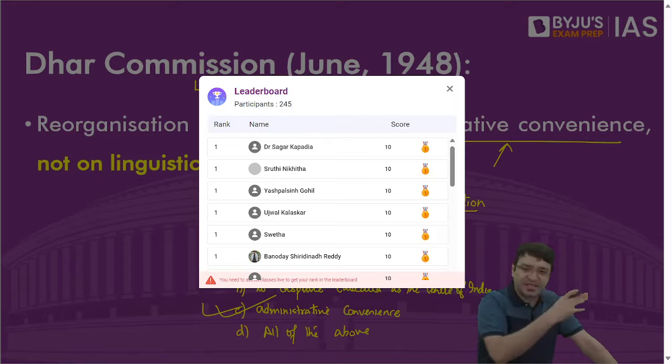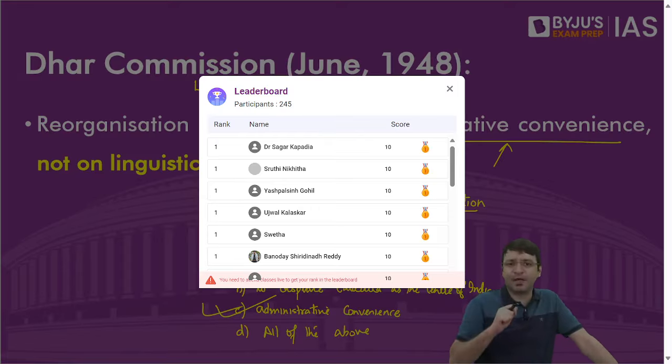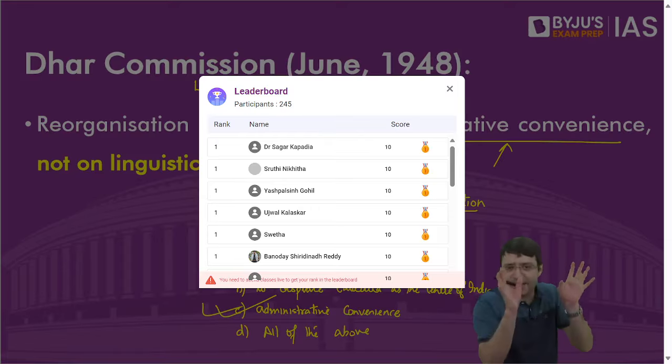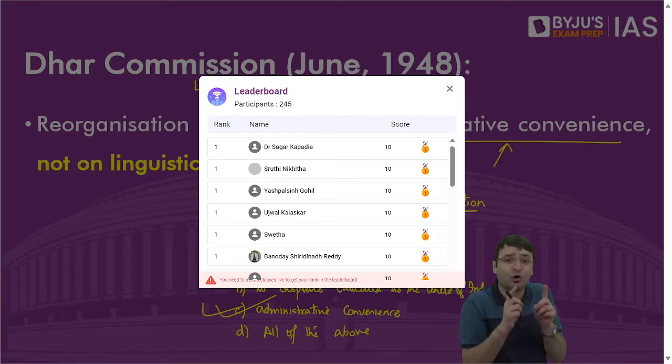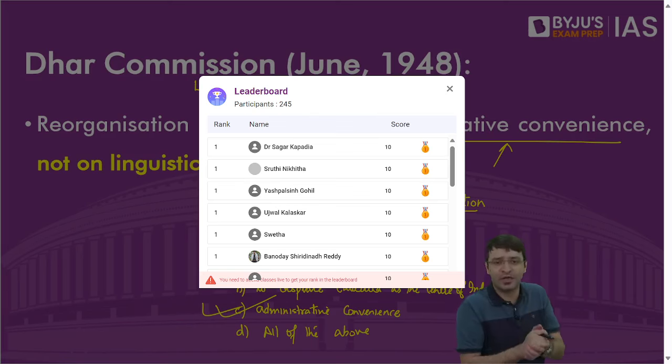Then Tamilians will separate from India. Kannadigas will separate from India. Malayalis will separate from India. Odias will separate from India. These are the allegations. We don't know whether that would have happened or not, but these are the allegations. Don't create states in the name of language. Create states on the basis of administrative convenience.